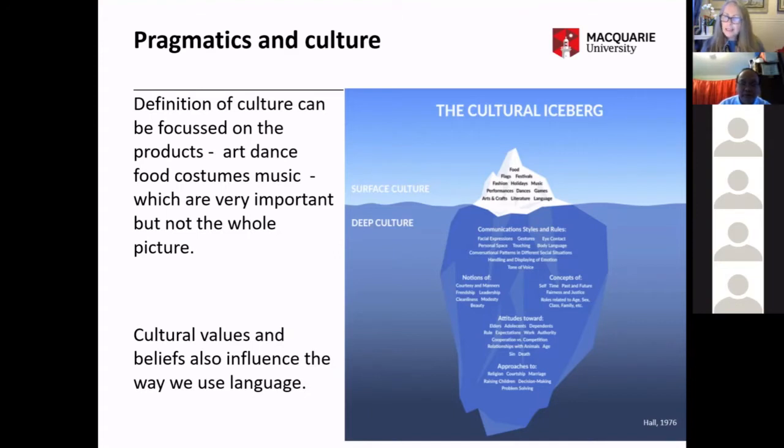But below that, there's what we call a deep culture. And that contains things like communication styles and rules. So the rules about facial expression, about gestures, eye contact, personal space, all of these things are related to how you make meanings in a context. Also, there are other deep things like notions of what is courtesy, what is friendship, what is leadership.